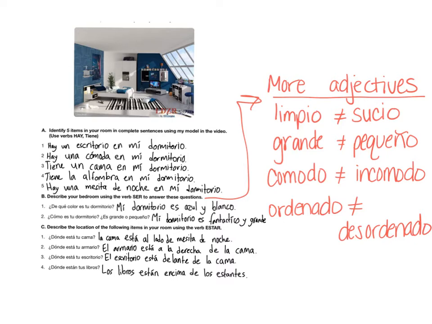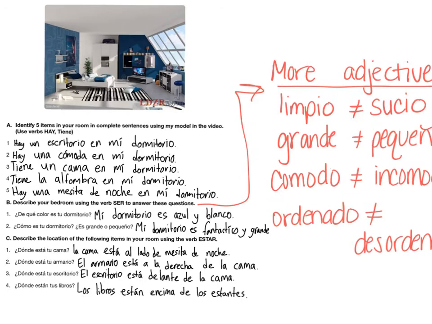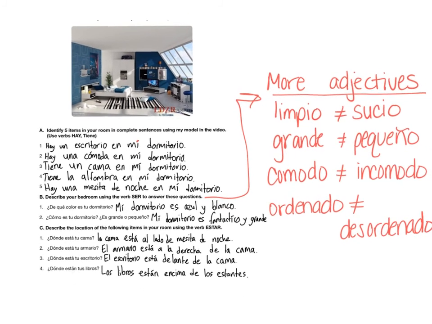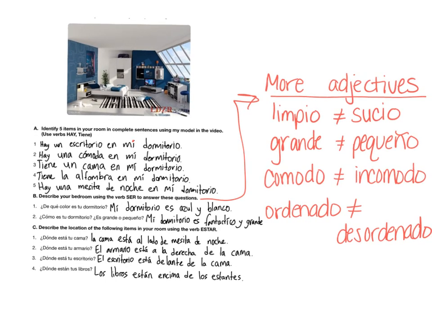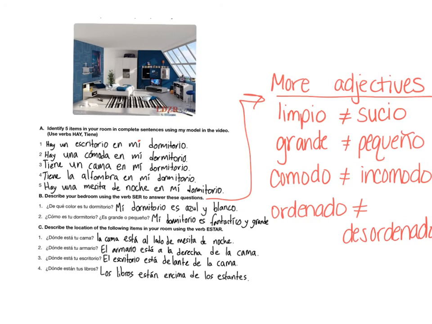In this photo, you can see hay un escritorio en mi dormitorio y hay una cómoda en mi dormitorio. There is a desk and a dresser in my bedroom. Now we'll notice just a couple of mistakes here in the next two sentences that I want to address. For example, in números 3 and 4, they said tiene una cama y tiene la alfombra. Tiene here would not be correct. I would use tengo. Tengo una cama en mi dormitorio. I have a bed in my bedroom.